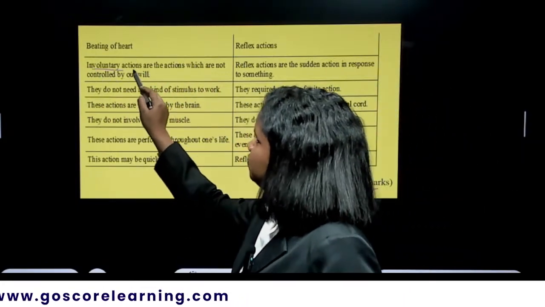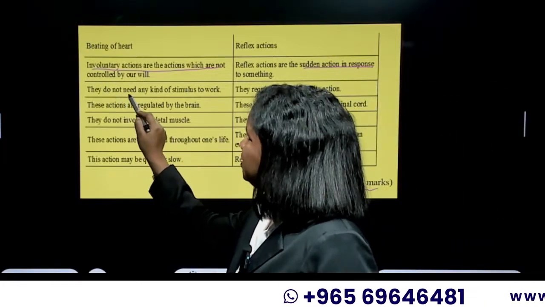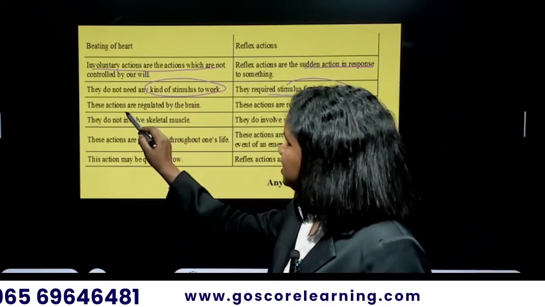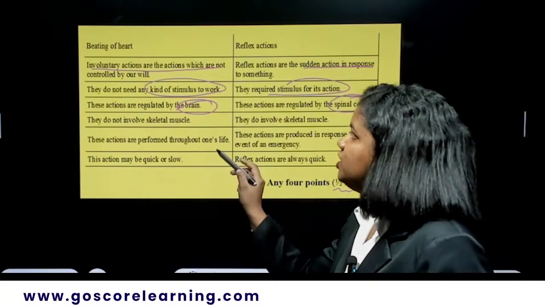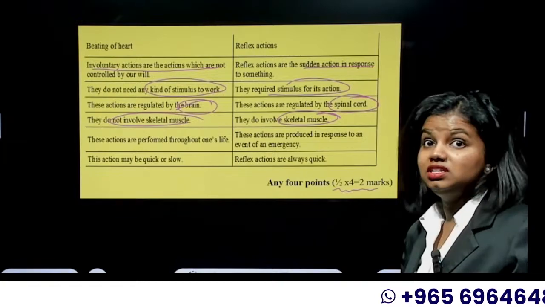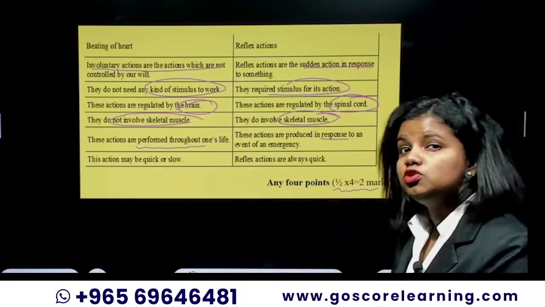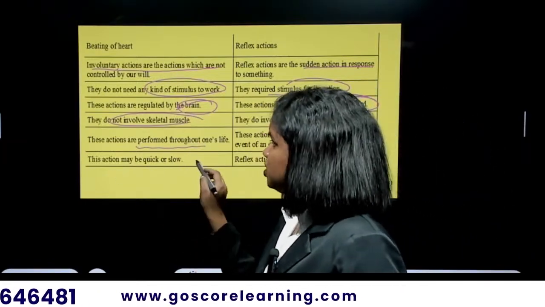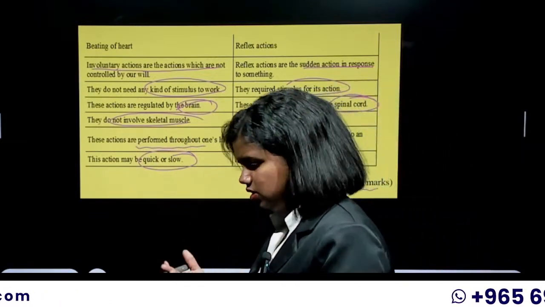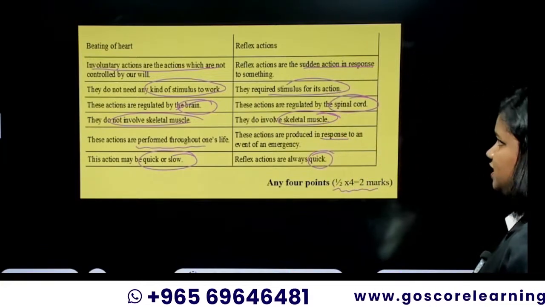See, beating of heart is an involuntary action not controlled by our will, while reflex action is a sudden action in response to something. Beating of heart does not need any kind of stimulus to work. It happens all the time. Reflex action requires a stimulus. Beating of heart is regulated by the brain, while reflex action is regulated by the spinal cord. Beating of heart doesn't involve any skeletal muscle. It is cardiac muscle which takes part there. But skeletal muscles are involved in the reflex action, right? Beating of heart happens throughout your life, while reflex action happens only as a response to an emergency situation. Heart beating may be quick or slow depending upon the amount of hormone in your body; depending upon the situation, the rhythm of the heartbeat can change. While reflex actions are always quick, they have to be, they're sudden responses, right? So that's how it is.